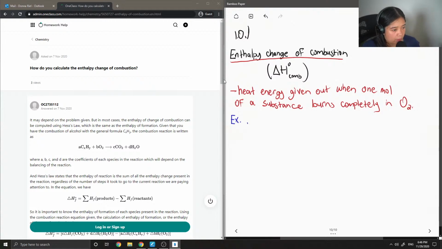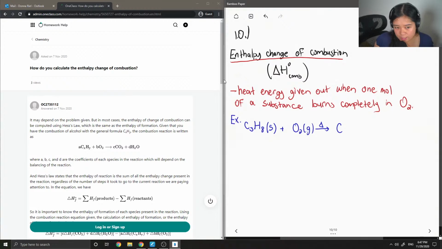So let's say we had a hydrocarbon, propane, plus oxygen. The products of every combustion reaction are CO2 and water. Just write the states.